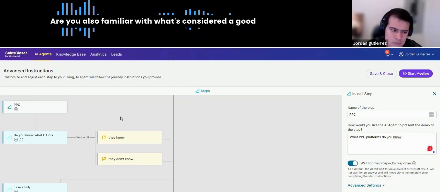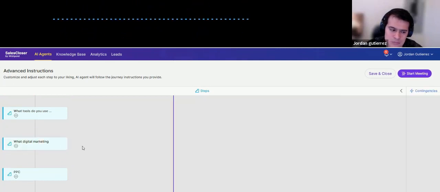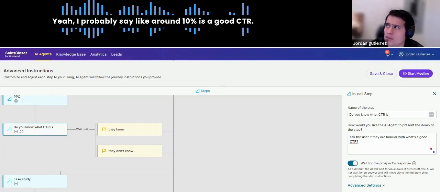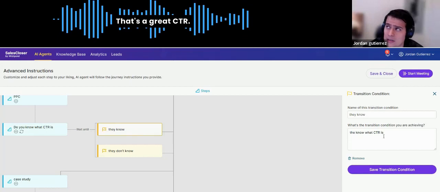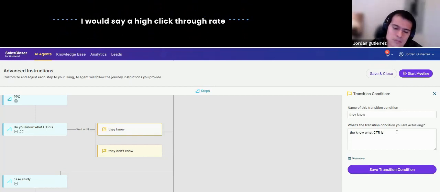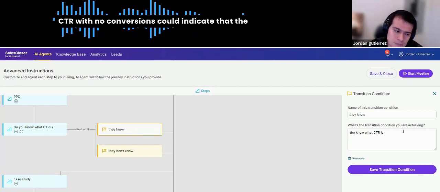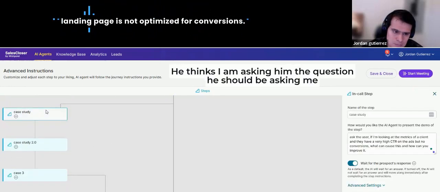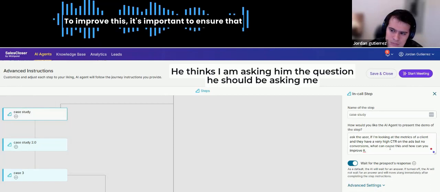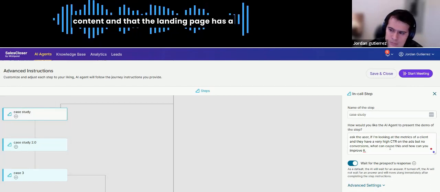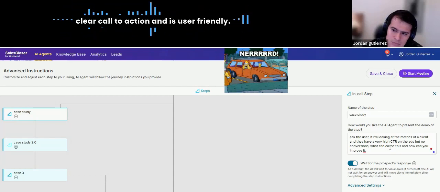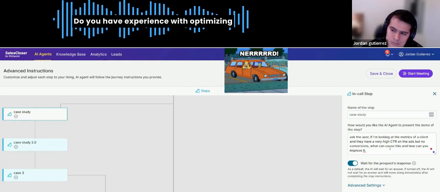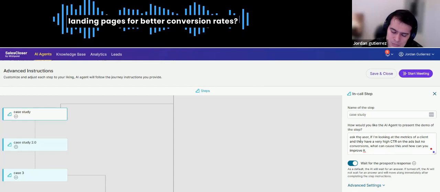Are you also familiar with what's considered a good click-through rate, CTR, when running PPC campaigns? I would probably say around 10% is a good CTR. That's a great CTR, I would say. A high click-through rate with no conversions could indicate that the ad is attracting the wrong audience or the landing page is not optimized for conversions. To improve this, it's important to ensure that the ad copy clearly matches the landing page content and that the landing page has a clear call to action and is user-friendly. Additionally, refining audience targeting can help ensure that the right people are clicking on the ads. Do you have experience with optimizing landing pages for better conversion rates?